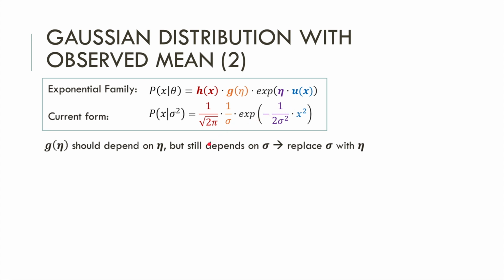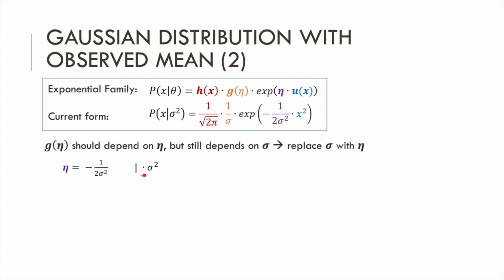But you may have realized that g of eta does not have eta anywhere represented in the function. So we want g of eta to depend on eta. Right now it only depends on sigma. So therefore we want to replace sigma with eta. This is what we're going to do now. So here you have eta, and that equals negative 1 over 2 sigma squared. We got this from here.